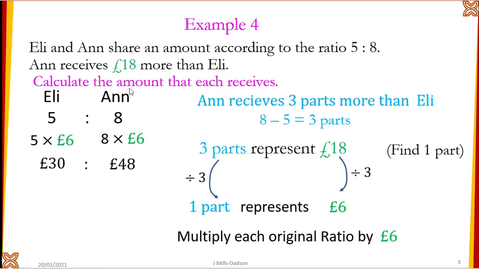So you know the difference between sharing of ratio and how to really deal with ratio problems. So this one, you start with working out the excess parts and try to set up the excess parts equal to the amount that one receives more than the other. Work out 1 part. Then once you know 1 part, you can work out any other part. Let's look at one example similar to this.